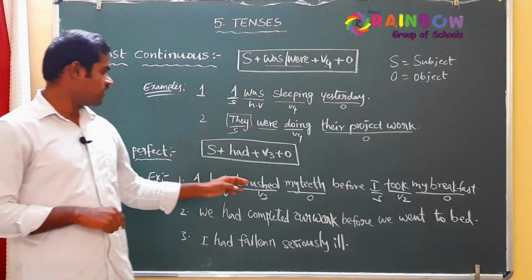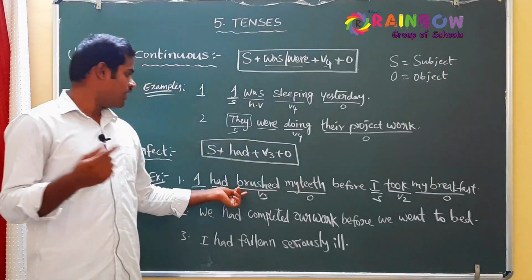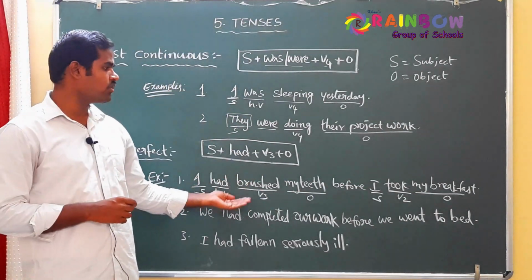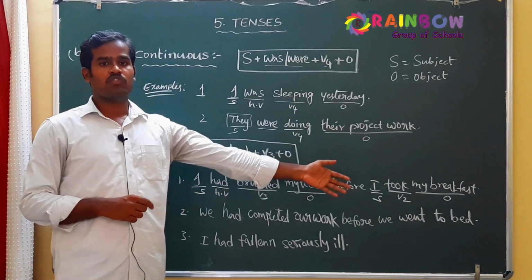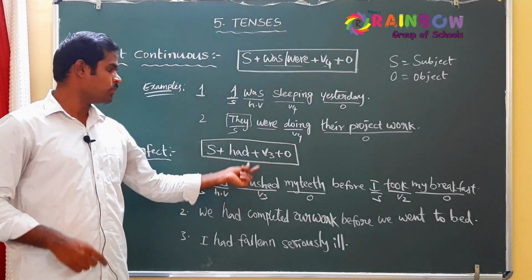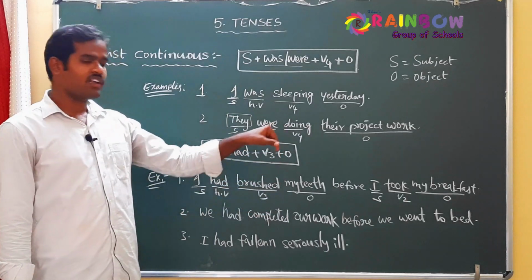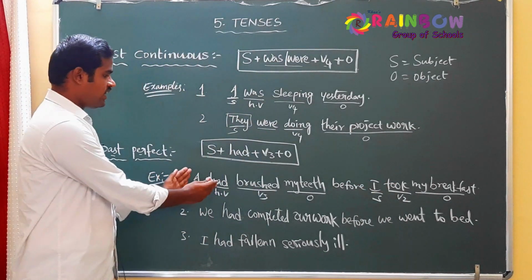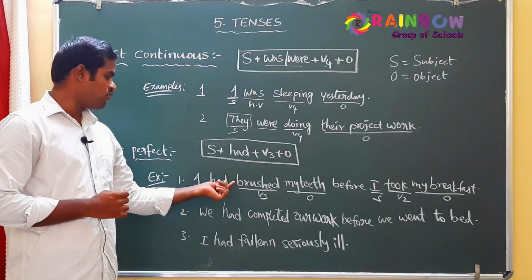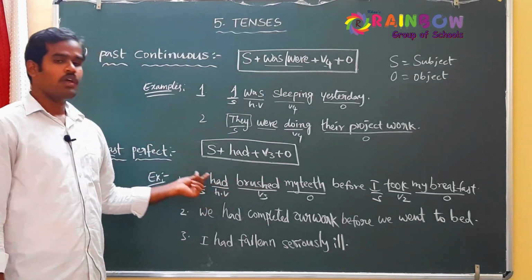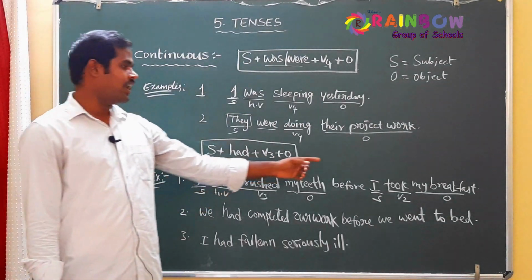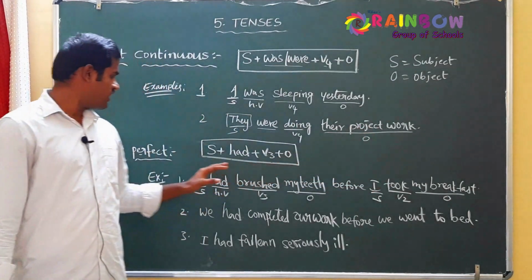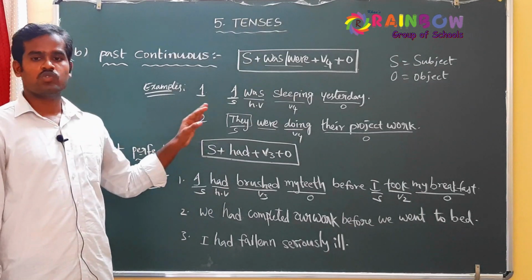Before taking breakfast, we all brush, right? So brushing is the earlier action. After brushing only, we take our breakfast. So the earlier action is brushing the teeth and the later action is taking the breakfast. I have mentioned the brushing of teeth in past perfect tense, and the latter action is expressed using simple past. This is the use of past perfect, which is very important. You will get it in your academics also.